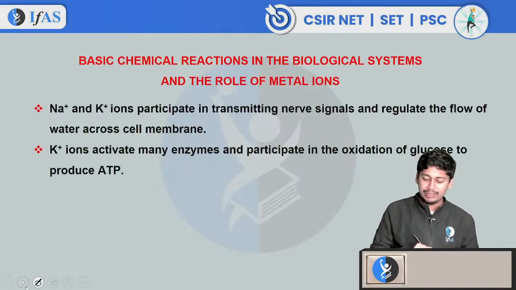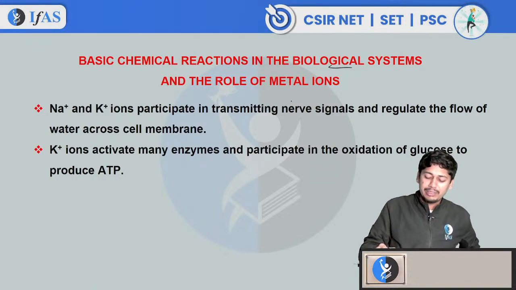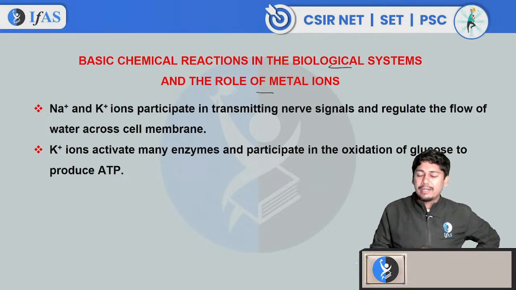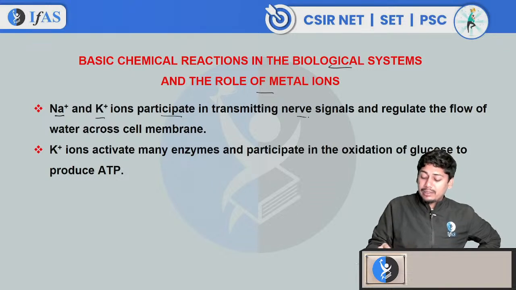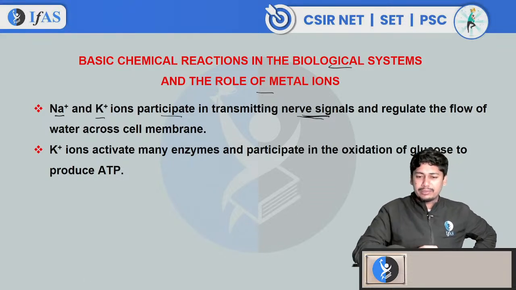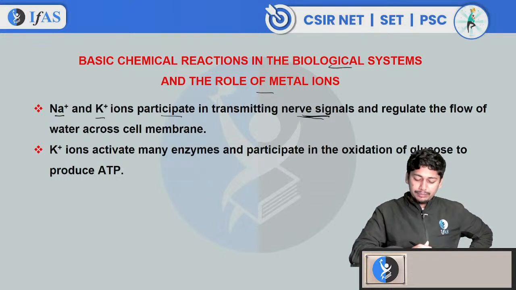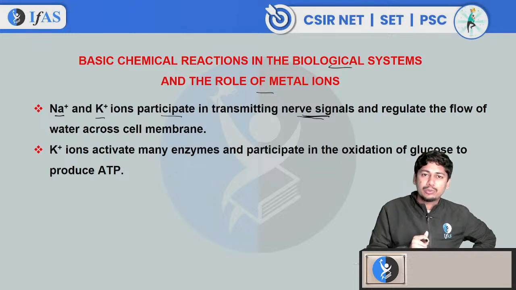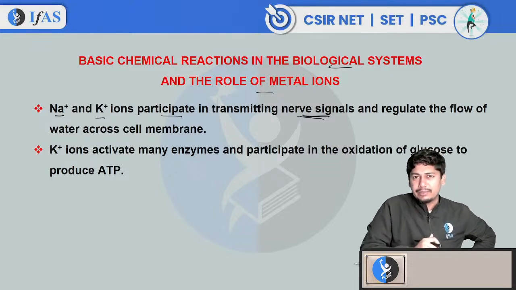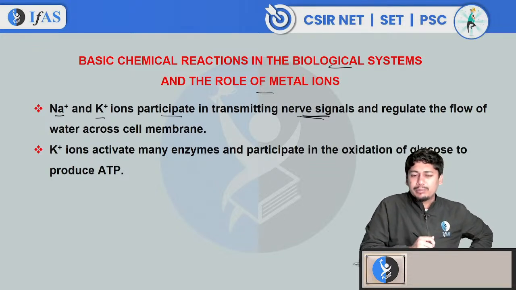Okay, now let's move on. Basic chemical reactions in the biological system and the role of metals. Here I have taken some examples, for example sodium and potassium. They participate in nerve signaling. What is nerve signaling? Yes, to transfer information, nerve signaling is very necessary.